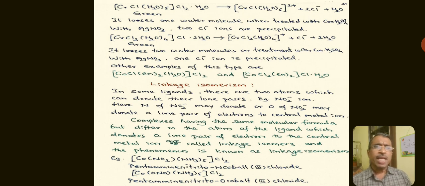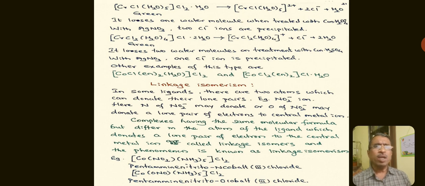Coming to the next isomerism, that is called the linkage isomerism. In some ligands, there are two atoms which can donate their lone pairs. Example, nitrito N ion, written as NO2 minus ion. Here, nitrogen of the nitro group may donate, or oxygen of the nitro group may donate, a lone pair of electrons to the central metal ion.